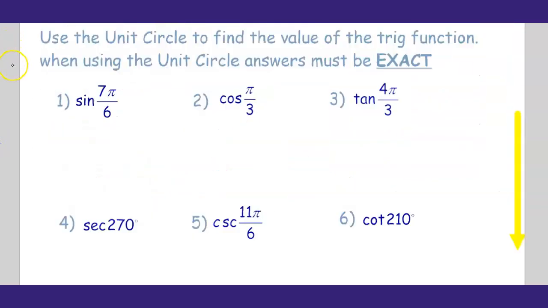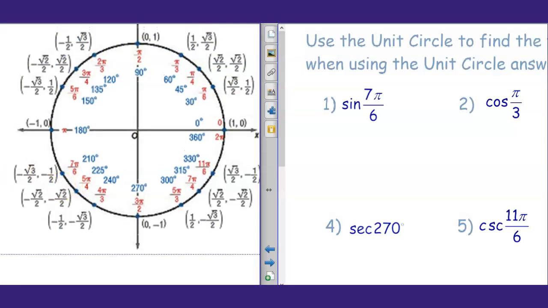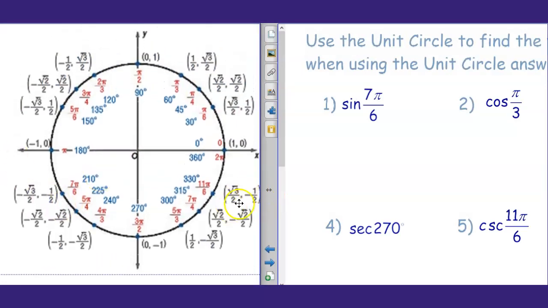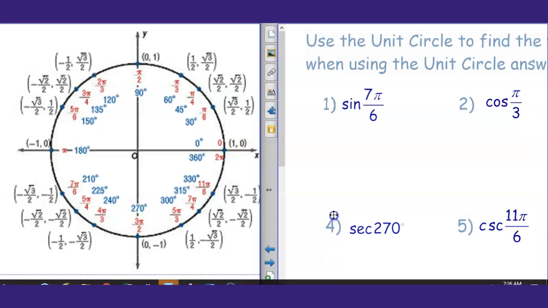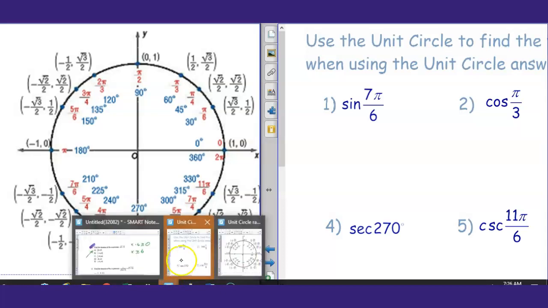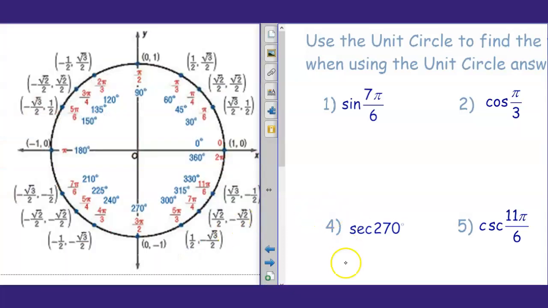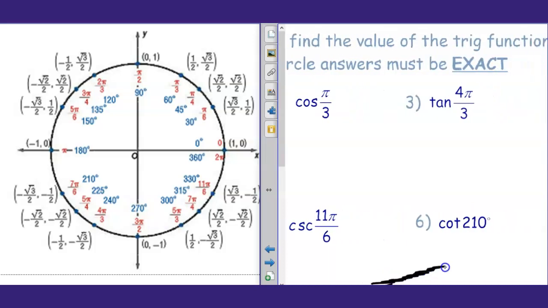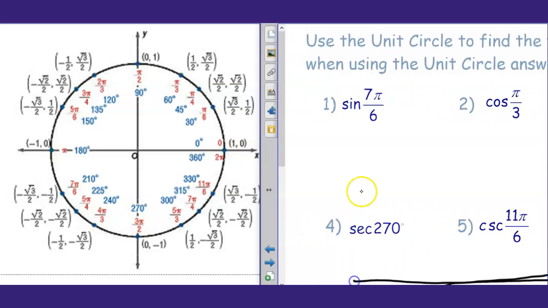All right, using the unit circle, what I decided to do is split the screen so you can see all the coordinate points. On number 1, the directions say, if you have your paper, use a unit circle to find each value. When using the unit circle, the answer must be in exact form. All right, in exact form.